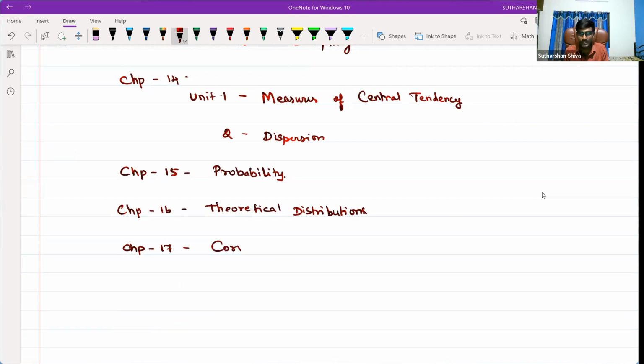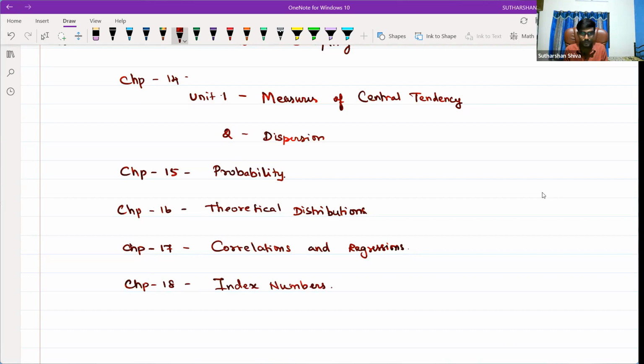And chapter number 17 is about correlations and regressions. And chapter number 18, we are having index number. It's an interesting part. You will learn about interesting index numbers, calculation tricks. This index number will help you in some way in the stock market and all. It will help you to understand the data, to understand the numbers. Index number will be helpful for you.